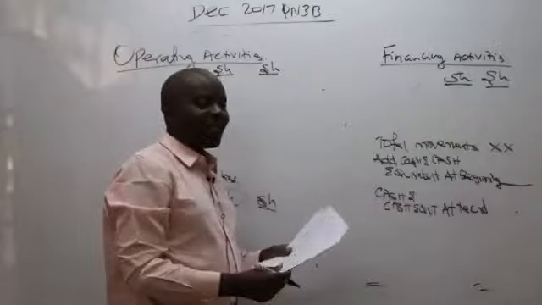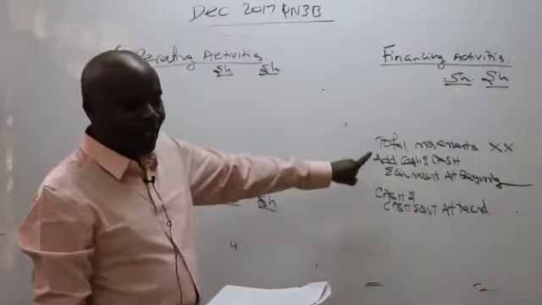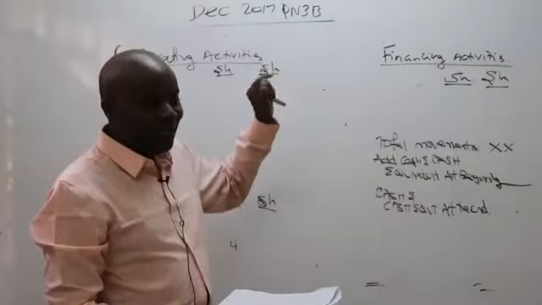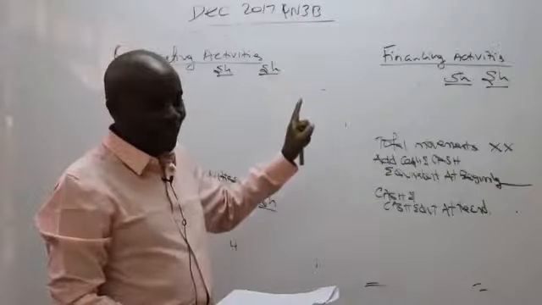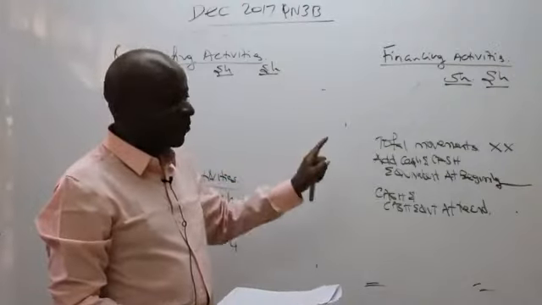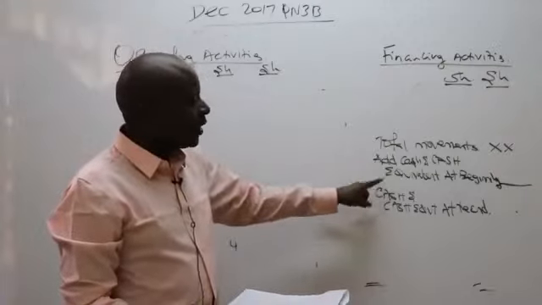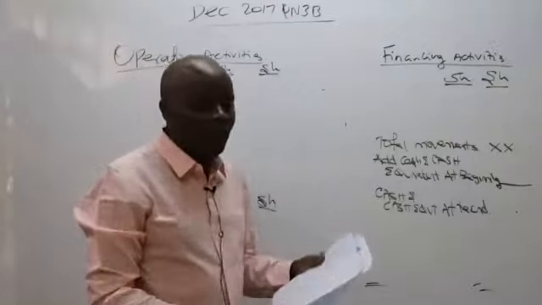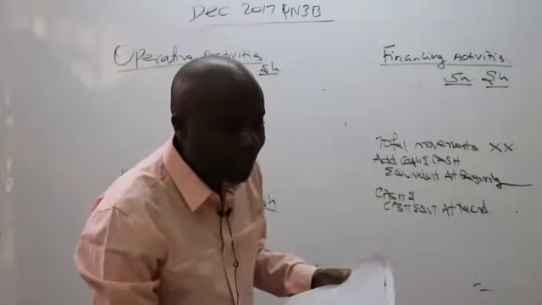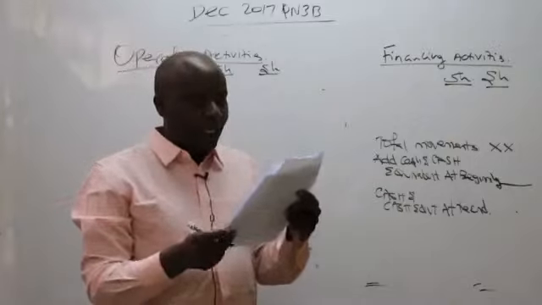Now, look at this. The free marks normally start here. Yes, we are using the indirect method. Remember, we had started doing this question yesterday. So, ladies and gentlemen, I have some free marks here. Is there somebody who can give me a figure for cash and cash equivalents at the beginning?